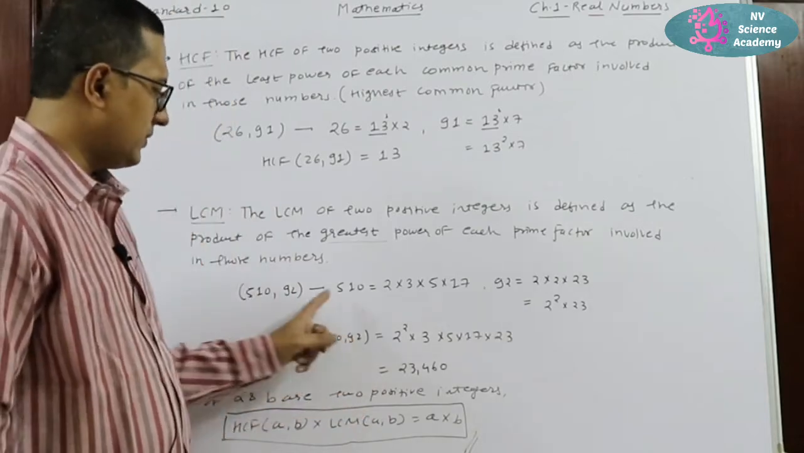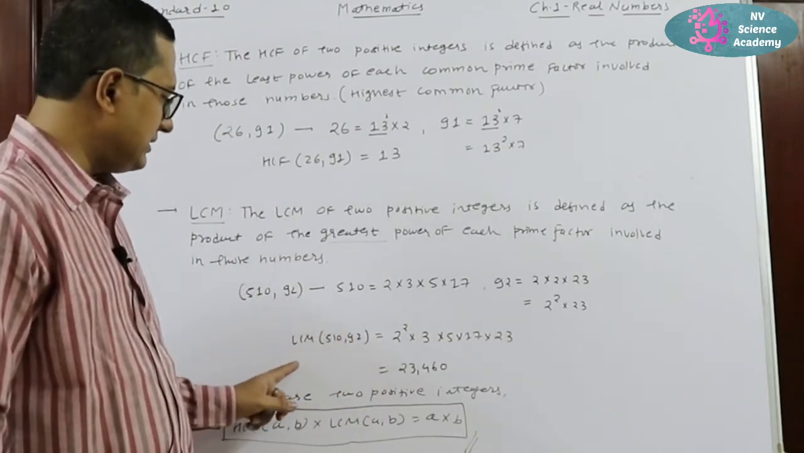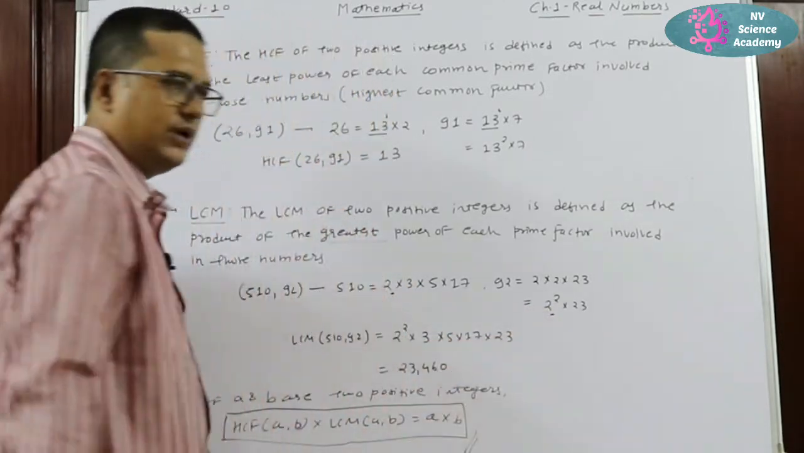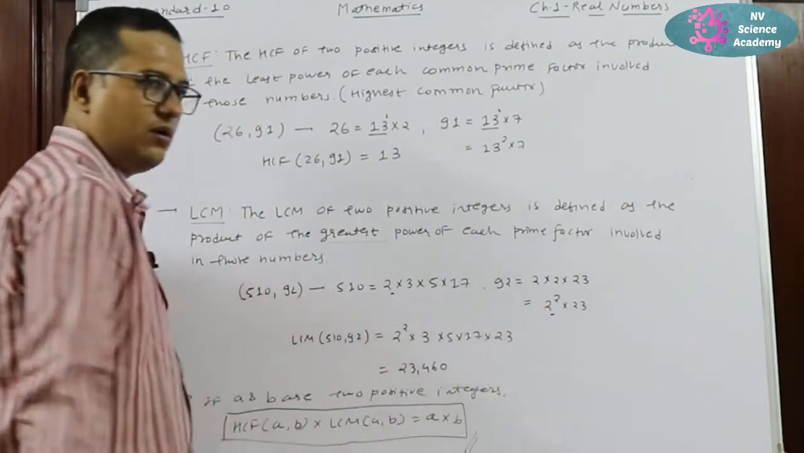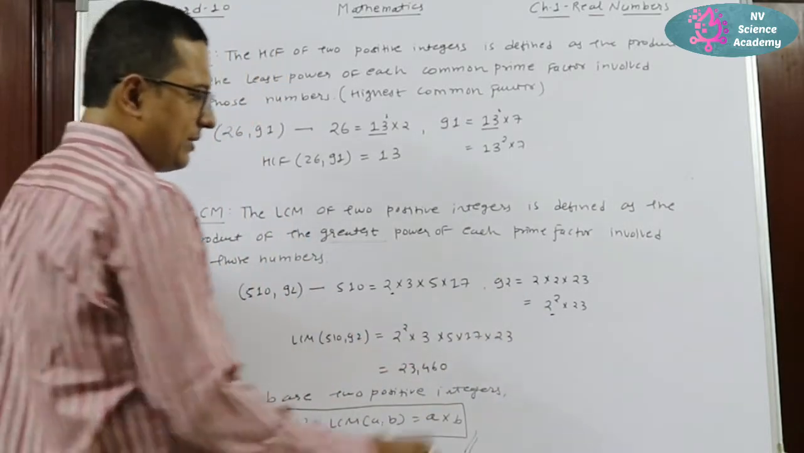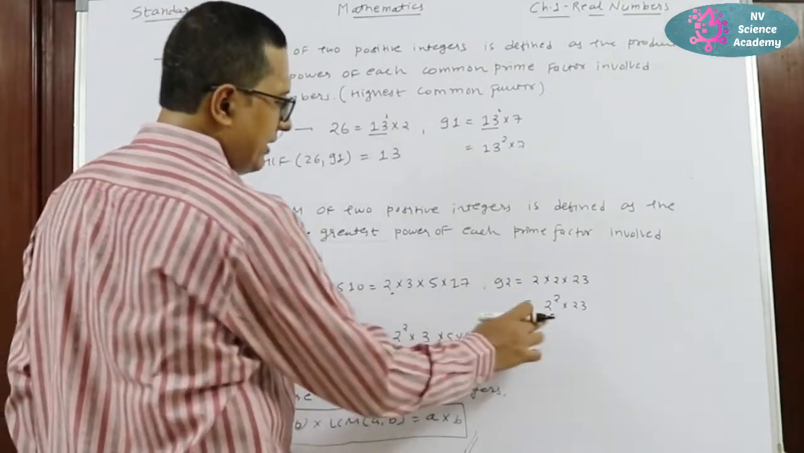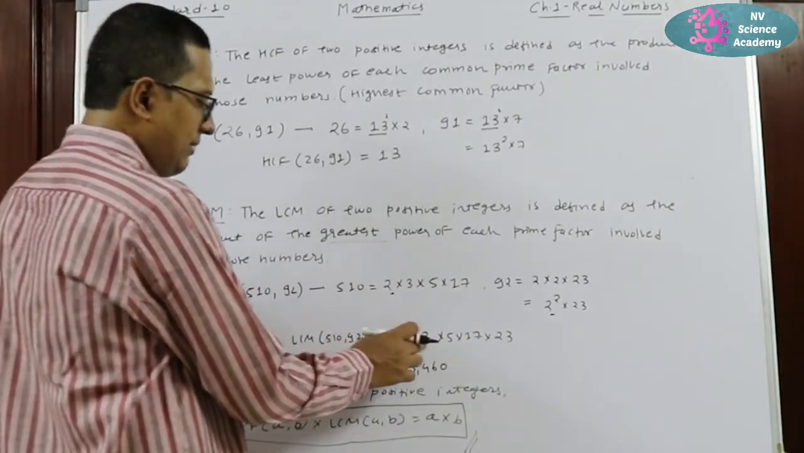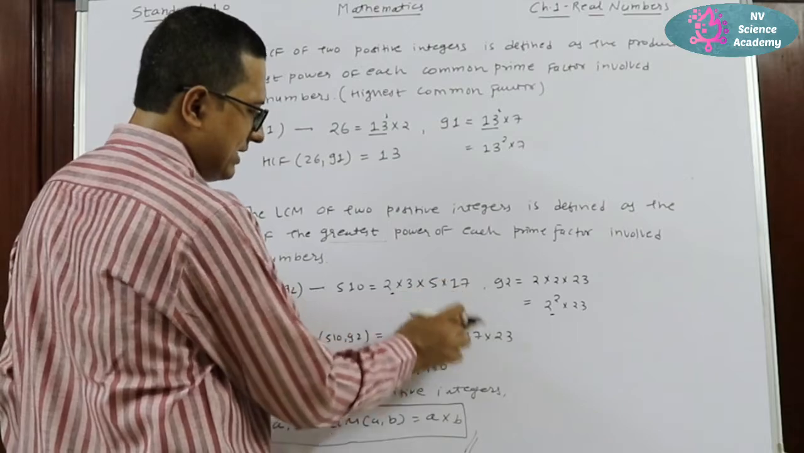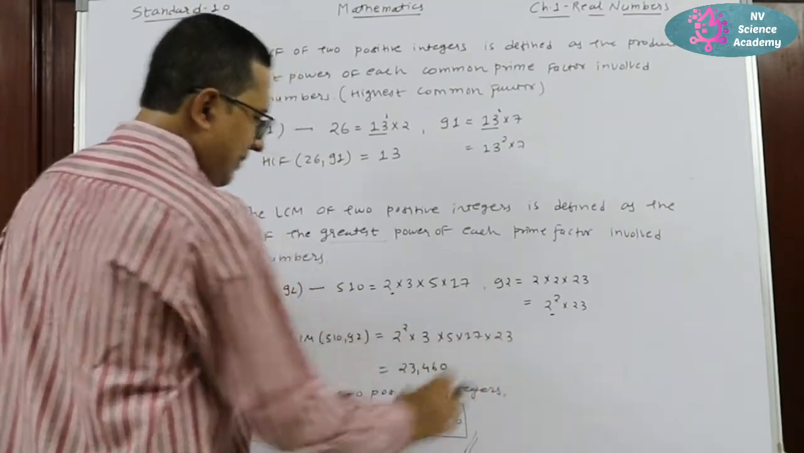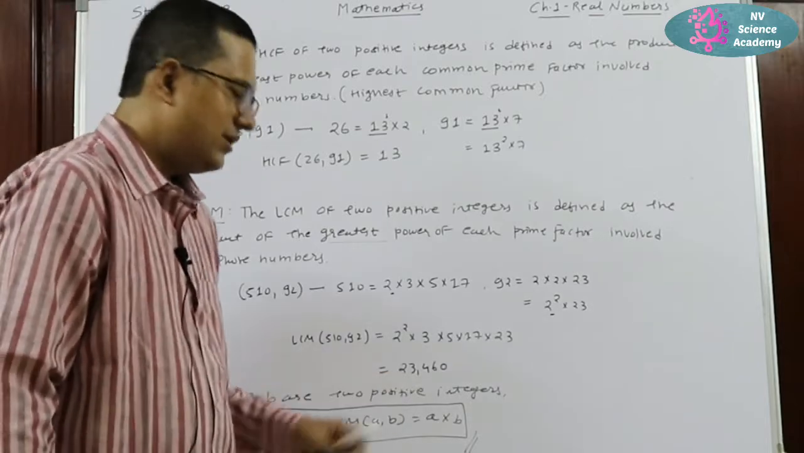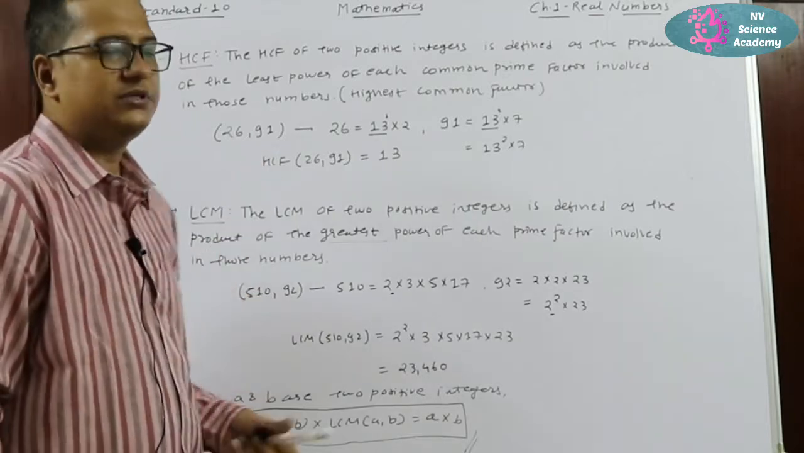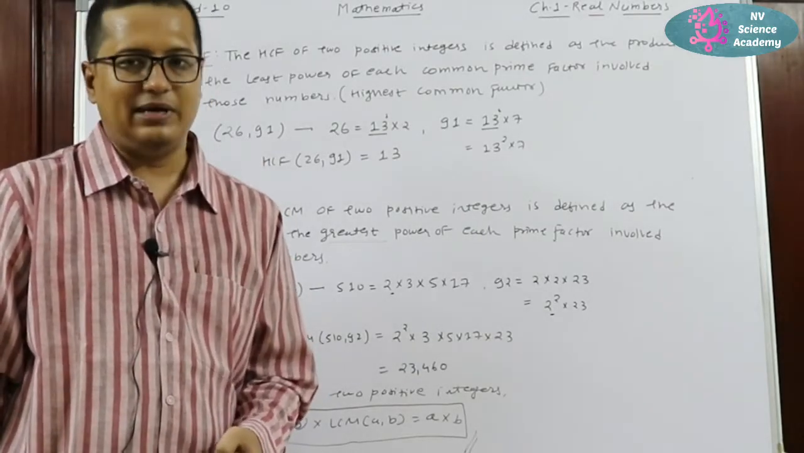Okay, so now how am I going to write down the LCM? To write down the LCM, I am going to use not 2 but 2 square, because of the highest power of the prime factor involved. Here the prime factor is 2, and here also it is 2, but here the power is highest, and it is 2 square. So I am going to use 2 square. So it is 2 square multiplied by 3 multiplied by 5 multiplied by 17 multiplied by 23. We multiply this, and the answer is 23,460. So this is the method by which we can find out the HCF and LCM.